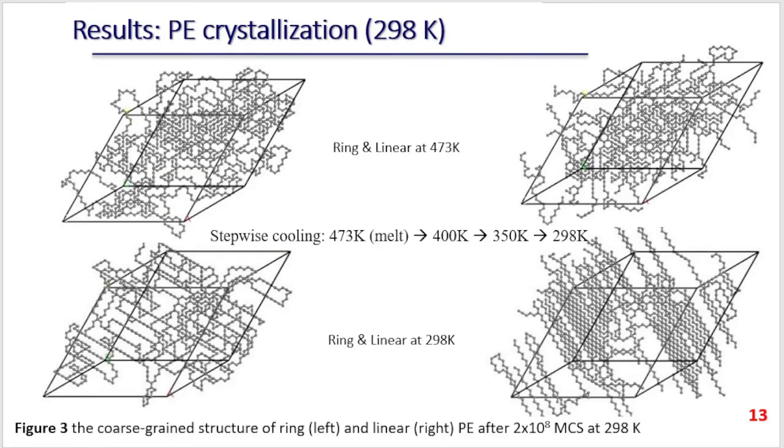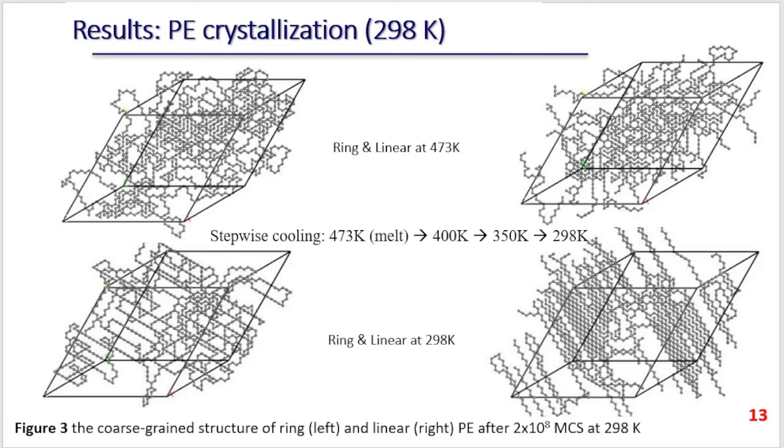The simulation was performed by stepwise cooling of both systems from the melt state at 473 Kelvin, and equilibrating each step for 15 million Monte Carlo steps until it reached room temperature. We performed a total of 200 million Monte Carlo steps for equilibration of the crystallization process.